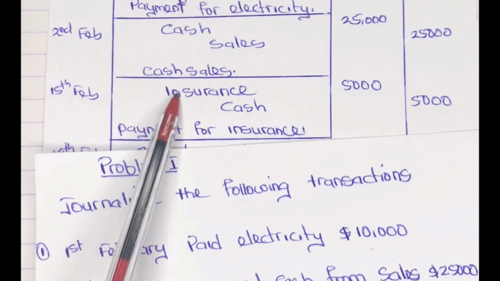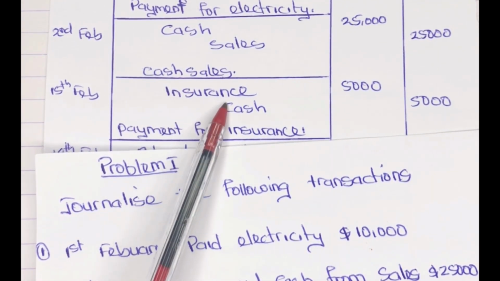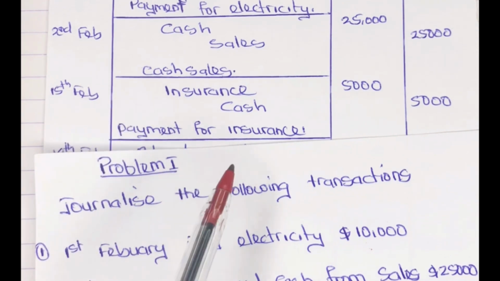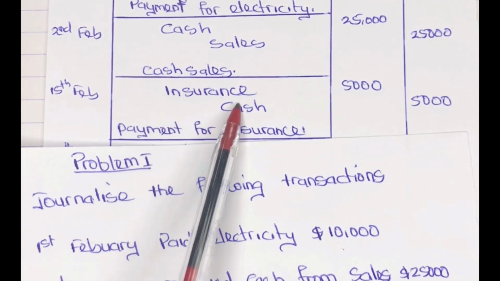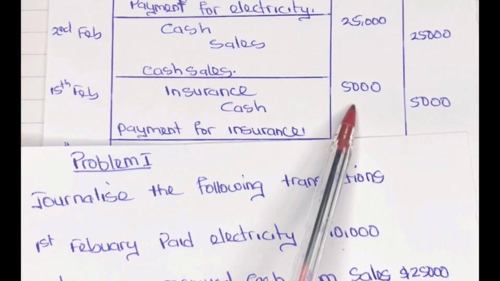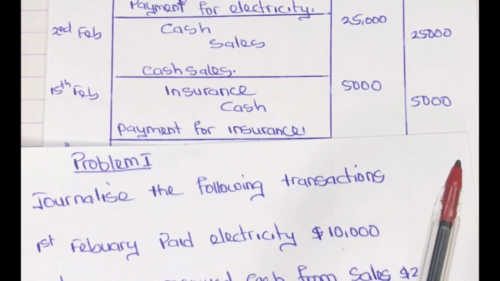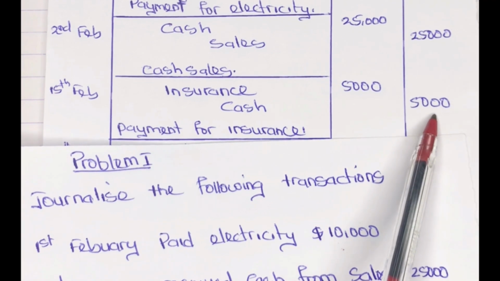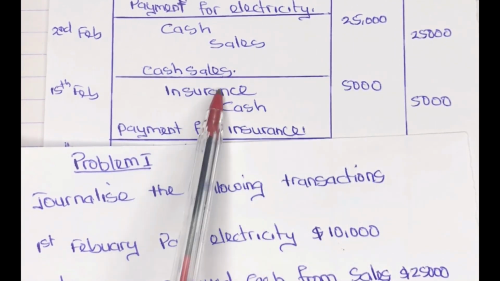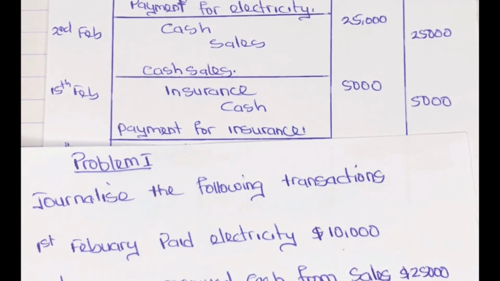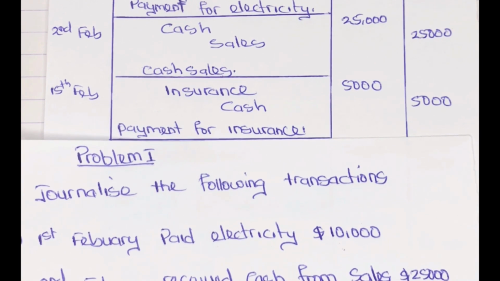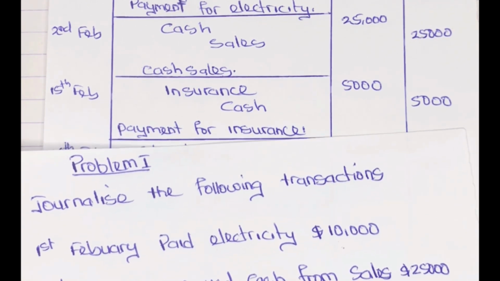So insurance account is receiving. Don't also forget to put your dates. Yeah, insurance account is increasing or receiving, so we debit the insurance account and we credit the cash account. So we are debiting with $5,000 and crediting with $5,000. That is for payment of insurance. And then the fourth transaction.